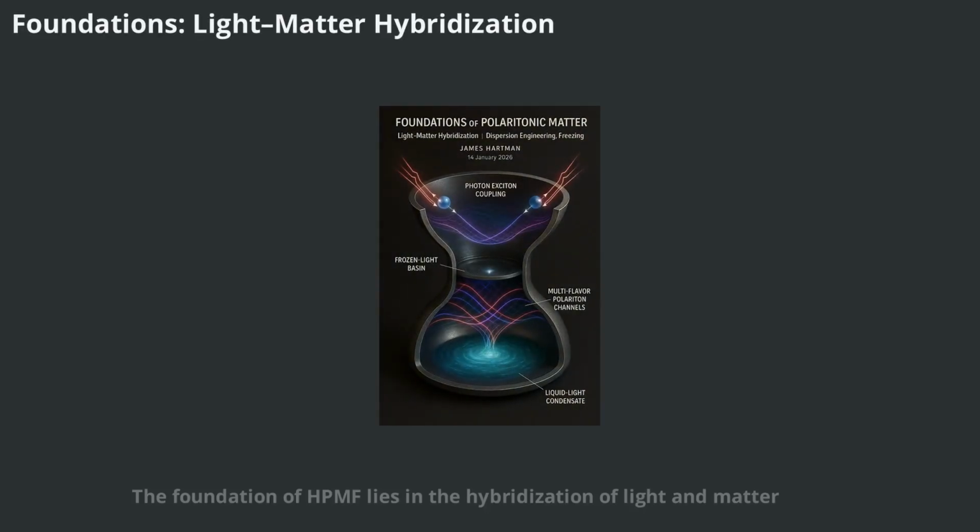The foundation of HPMF lies in the hybridization of light and matter, where photons and excitons merge to form polaritons. This hybridization enables the engineering of dispersion relations, allowing for the freezing and liquefying of light itself. By carefully designing the microcavity environment, researchers can control the energy landscape, leading to the emergence of new phases of matter that blend optical and material properties. This chapter sets the stage for understanding how light can be manipulated to create entirely new forms of matter.